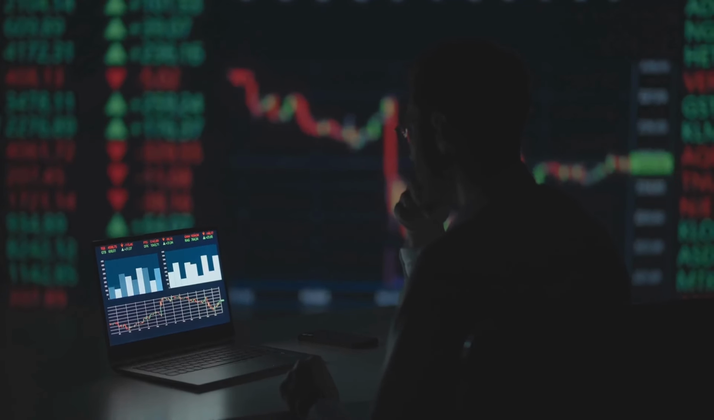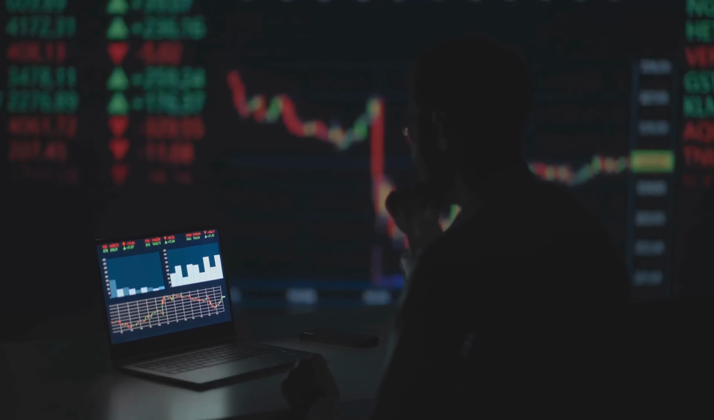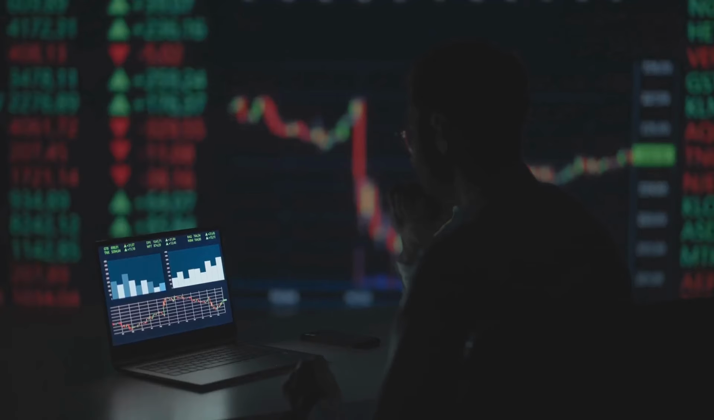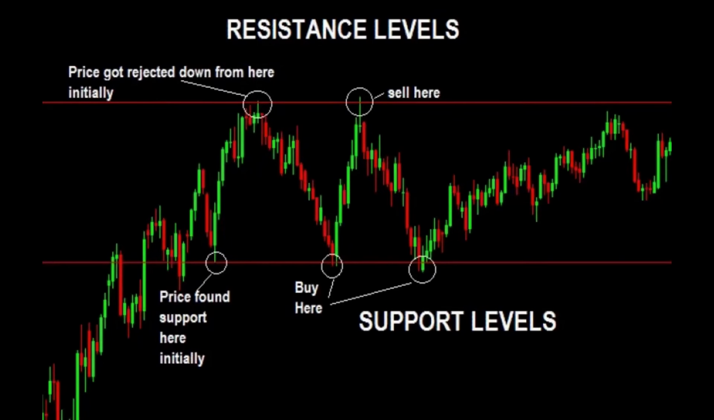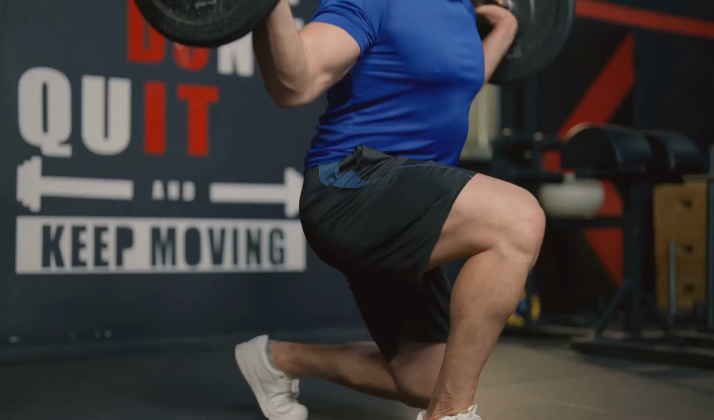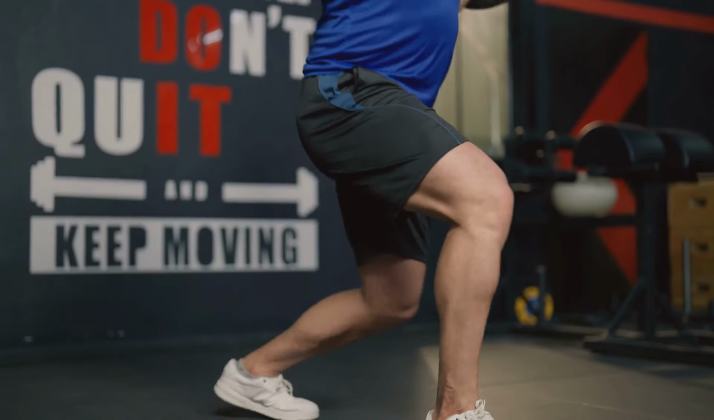Alright, let's dive deeper into historical price action, one of the most reliable ways to identify support and resistance levels. This method is all about finding those key levels where the price has reversed or stalled in the past. Think of it like this. Every time the price hits a support or resistance level and bounces back, it reinforces that level, making it even stronger the next time the price approaches it. It's like a muscle that gets stronger with each workout.